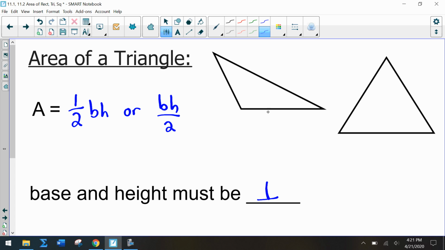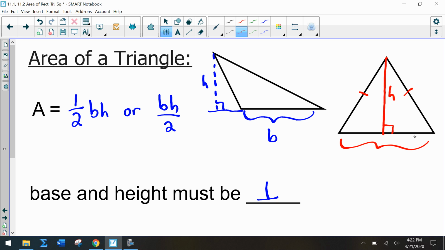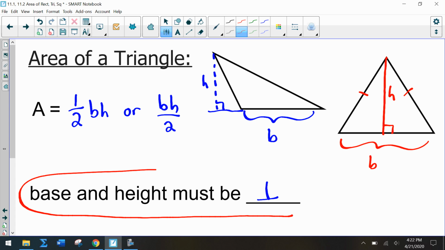So if I have this problem here, my height may be outside of this triangle. This could be my height, and then this length could be my base. And then also here, if I have an isosceles or equilateral triangle, our height may have to be dropped down, and that can be our height, and then our base is this side. So we're going to be working with a bunch of different triangles, but we always need to make sure that the base and height are perpendicular. That is the key point here. So let's practice with the area of a triangle.